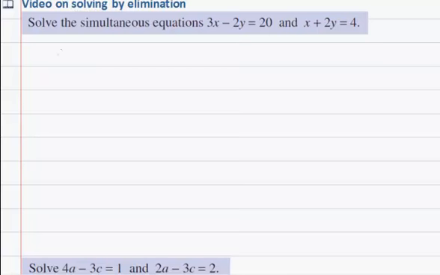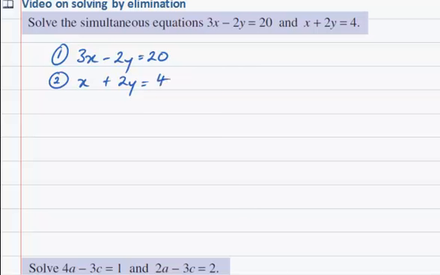Equation 1 is 3x minus 2y equals 20. And equation 2 is x plus 2y equals 4. Now, the idea is that you either add or subtract the two equations to eliminate one of the variables. Before you can do that, you have to make sure that the coefficient of the variable, so the number in front of it, is the same in both equations.